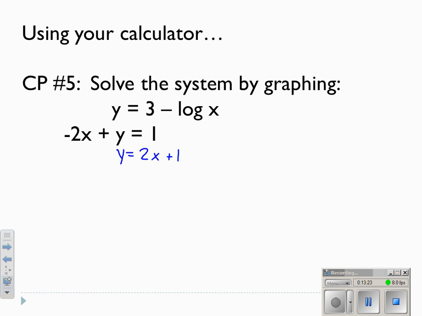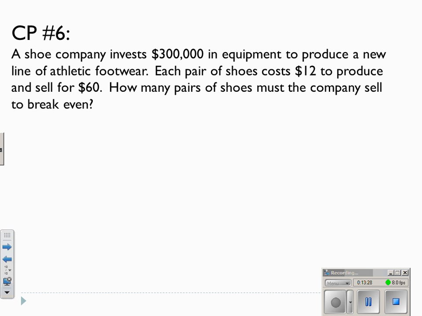Last thing that we're going to talk about today. Checkpoint number 6 is an example of how another word problem can be solved. In this particular word problem, we're dealing with a shoe company, and the shoe company is going to try to figure out where it's going to break even. That's an important concept for a business because you don't want to lose money. You need to know what we need to make or sell in order to turn a profit.